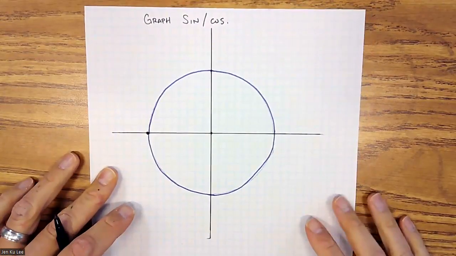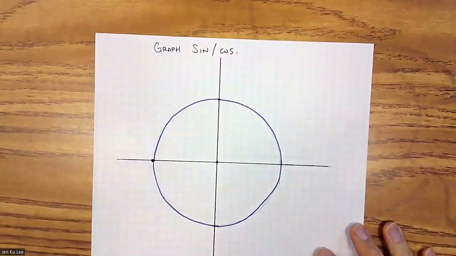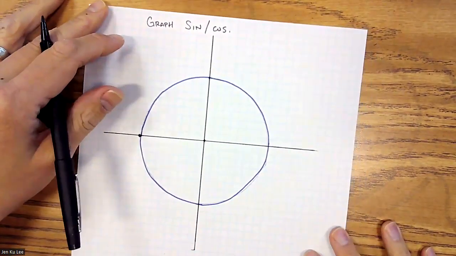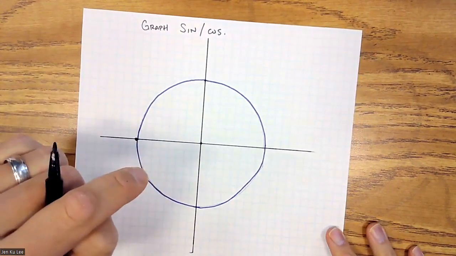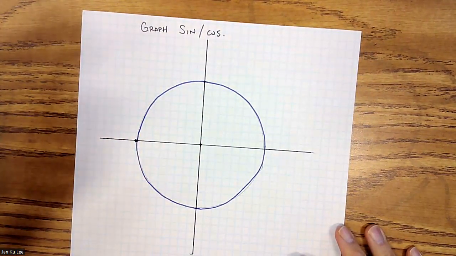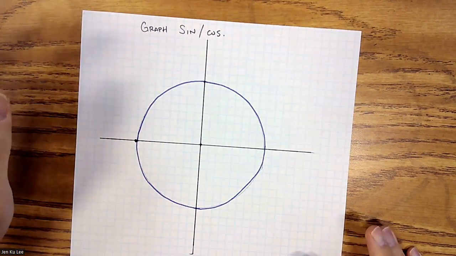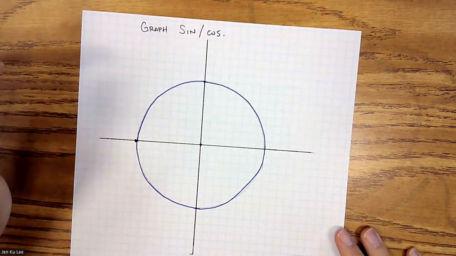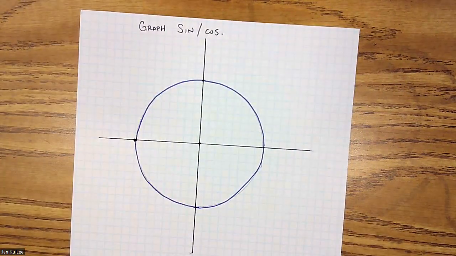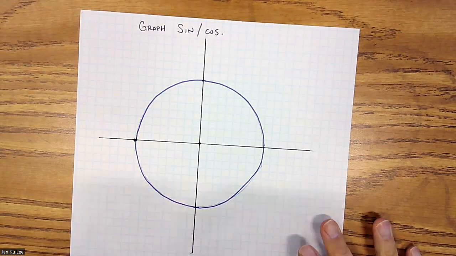We are graphing sine and cosine today. All right, it's going to be a quick lesson, so pay attention. Graphing sine, cosine, tangent, and the other three trig functions, cosecant, secant, and cotangent, are all based on the unit circle. We've talked about the unit circle, and we took some time to get comfortable using it.